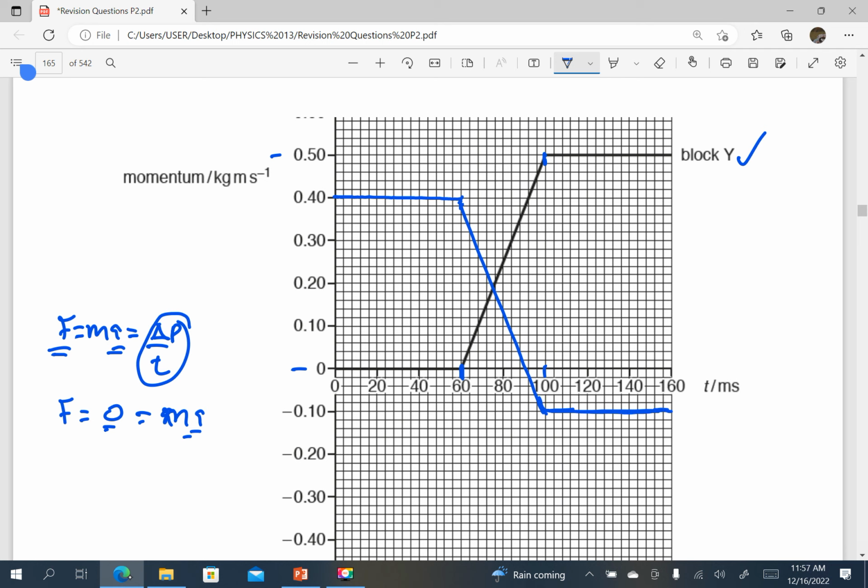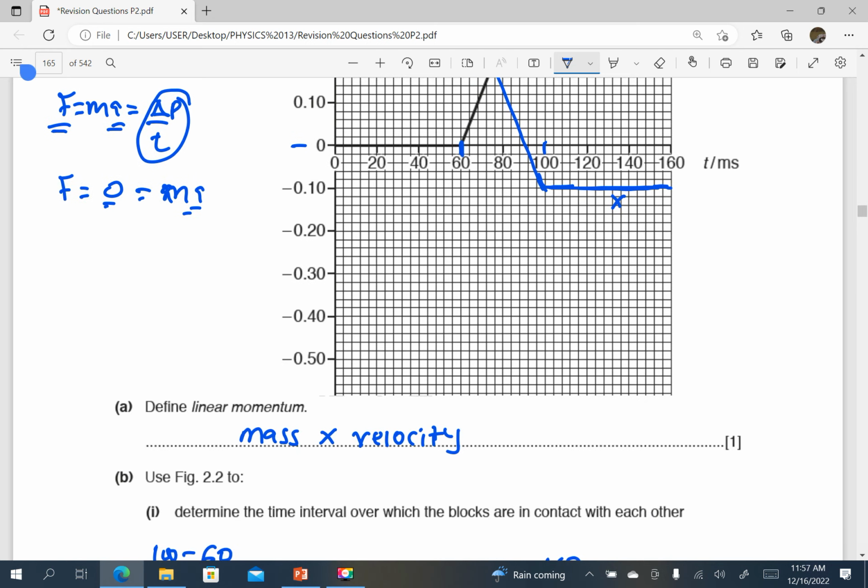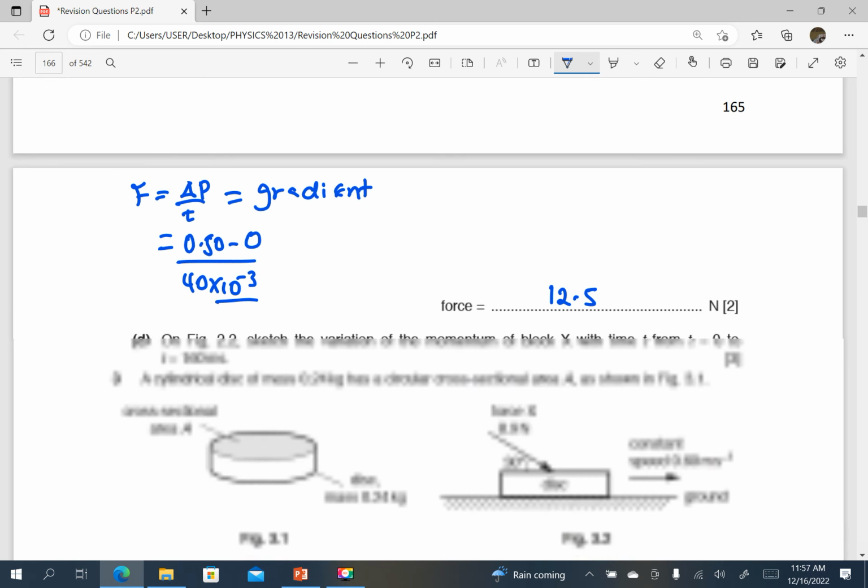So at 100 milliseconds, momentum of block Y remains constant, meaning that it's because the momentum of block X is also constant. Between 0 and 60, momentum of block Y was 0 and constant because the collision had not started. The other one had momentum of 0.4 and remained constant until collision started. Okay, so that is that particular question.